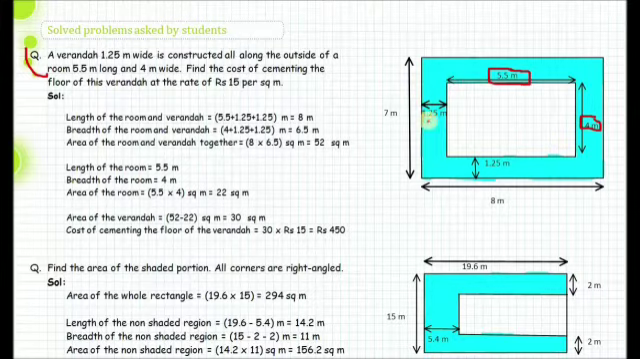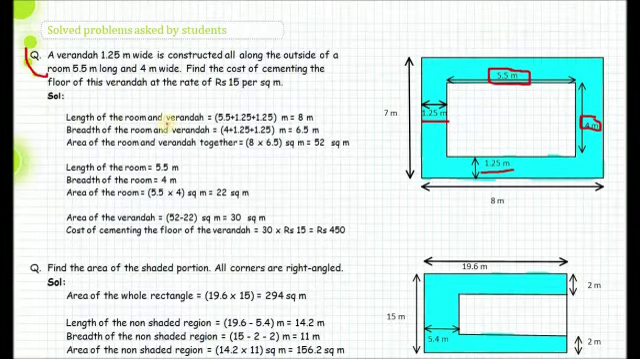A veranda of 1.25 meter wide is constructed all along the room. Now the question is to find out the cost of cementing the floor of the veranda. That means we need to find the area of the veranda first. After that we can calculate its cost of cementing. So what will we do to find the area of this floor? In my previous video I discussed how to find the area of this type of structure or figure.